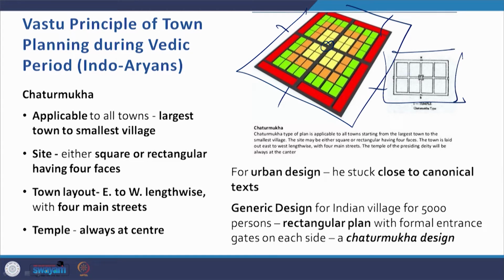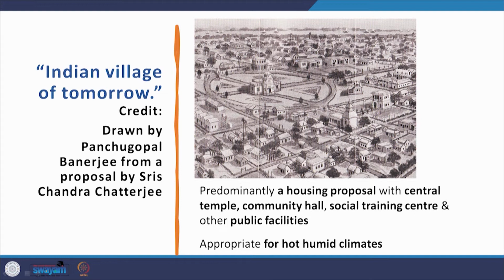Again, I refer back to the Shilp Shastras, and the generic design for an Indian village was for 5,000 persons, having a rectangular plan with a formal entrance gate on each side, a Chaturmukha design. So then the idea of the Indian village of tomorrow was a drawing that was done by Panchu Gopal Banerjee based on a proposal by Sirish Chandra Chatterjee, and that was predominantly a housing proposal having a temple at the center, a community hall, social training center and other public facilities, all appropriate for a hot and humid climate.